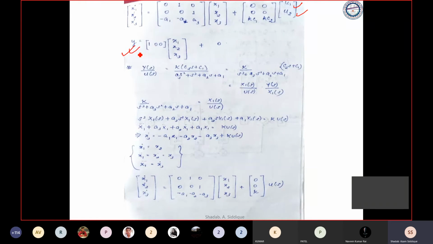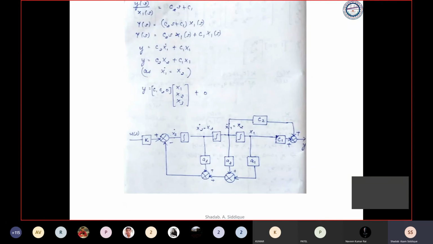Now we are trying to see another method, or another problem, which is shown here. Another method which is taken here: y of s by u of s is equal to k (c2 s + c1). So simply it is represented as x1 divided by u of s and y divided by x1 of s. So this is basically represented as two things. For the block diagram, don't worry, I'll go through this problem.